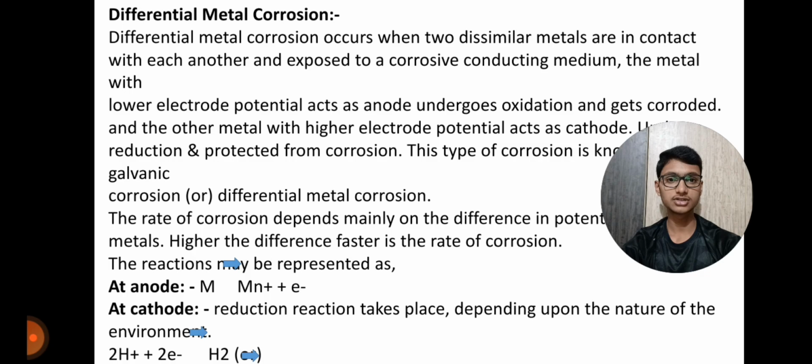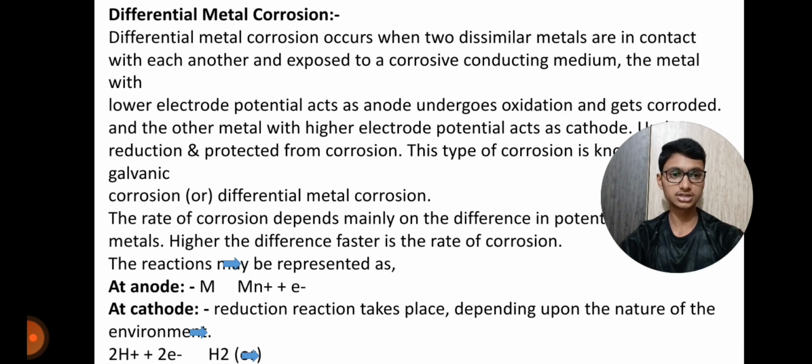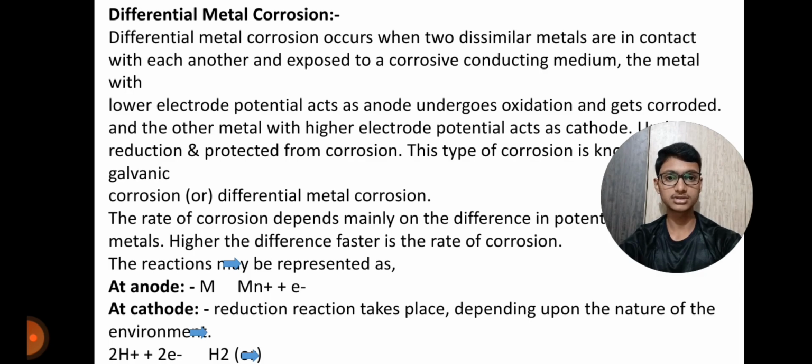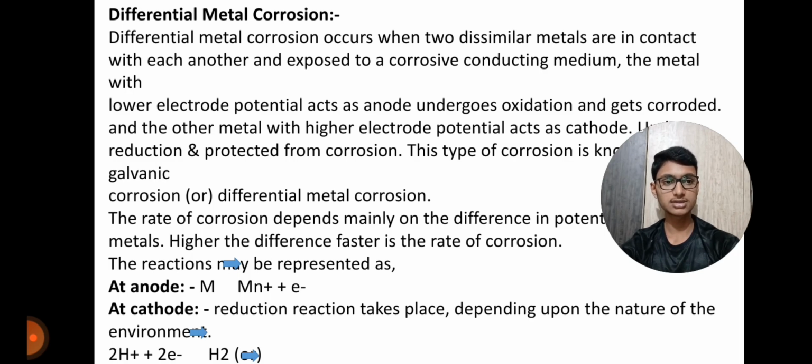So, in differential metal corrosion, for example, let us take two dissimilar metals like iron and tin. In these two metals, iron has lower electrode potential and it will act as anode and undergo oxidation. Oxidation is nothing but liberation of electrons. So iron gets corroded, and the other metal, tin, with higher electrode potential acts as cathode and undergoes reduction. In the reduction process, the metal cannot be reduced any further and it is protected from corrosion. This type of corrosion is known as differential metal corrosion.